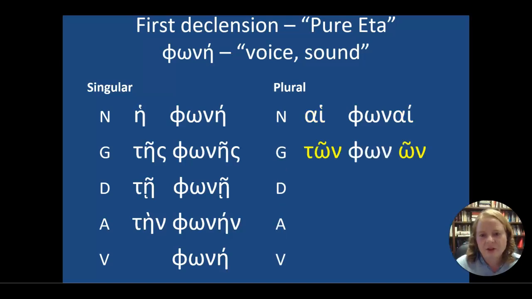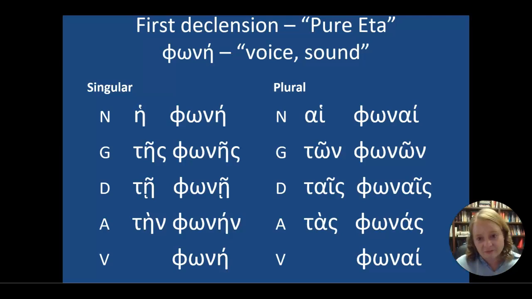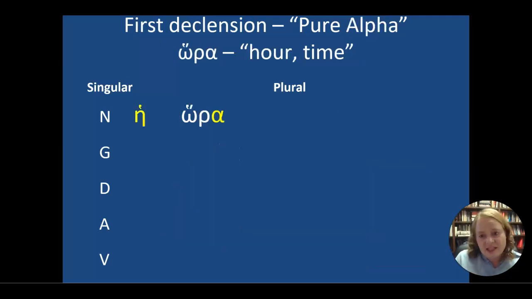Hai phōnai, tōn phōnōn, tais phōnais, tas phōnas, phōnai. These are them. It seems like a lot, but it really is not, because look how the endings match the definite article. If you've learned the definite article, then you know the pure etas. We also, though, have these in Greek, which is we have some that end in alpha, but it's still an A sound. So they're all in the same vowel sound. And so these ones still go with those feminine articles.